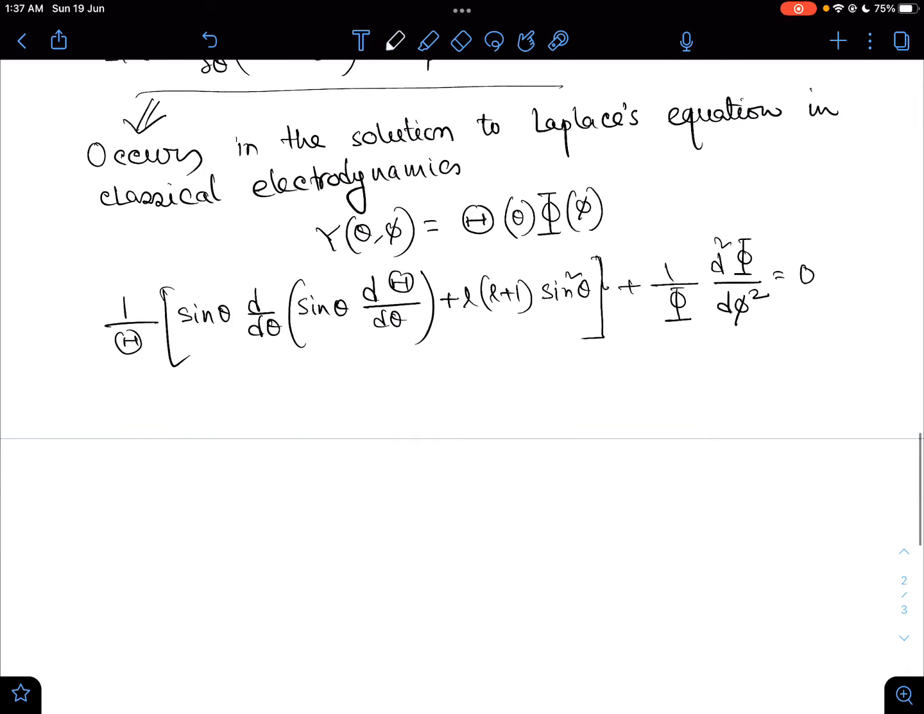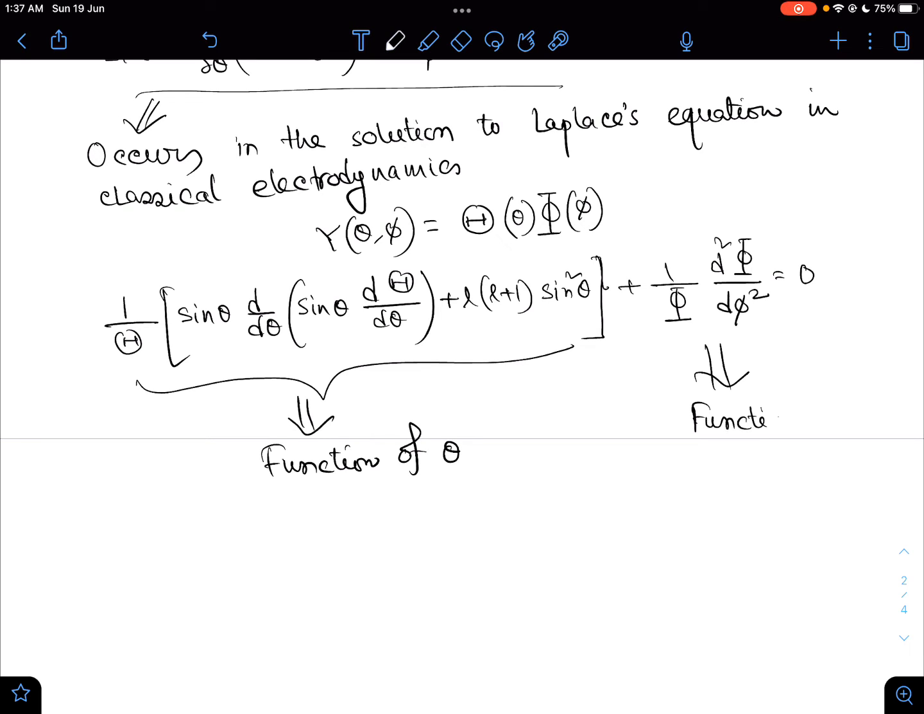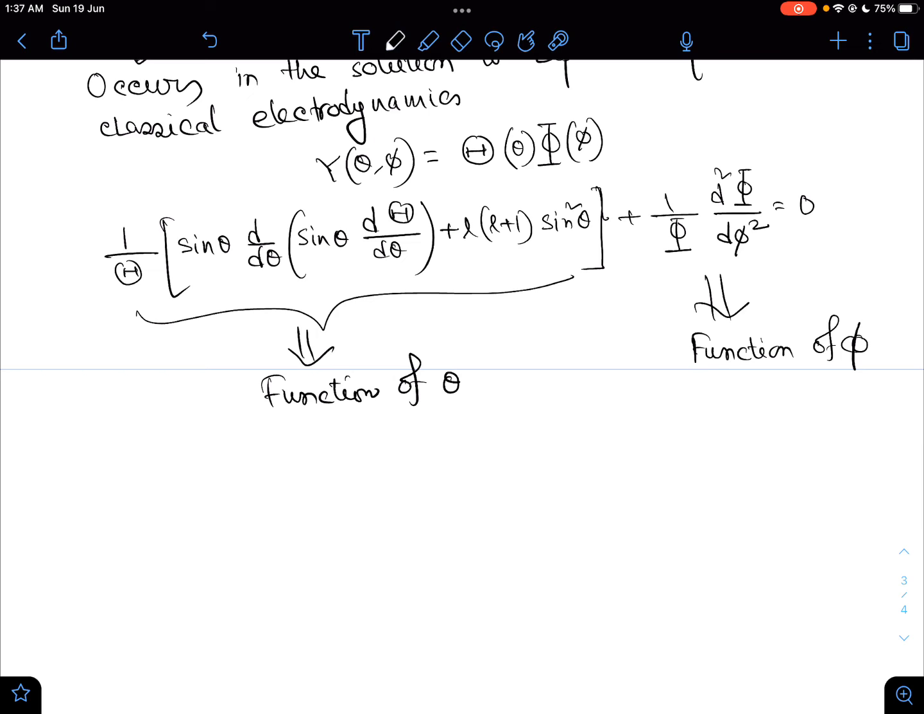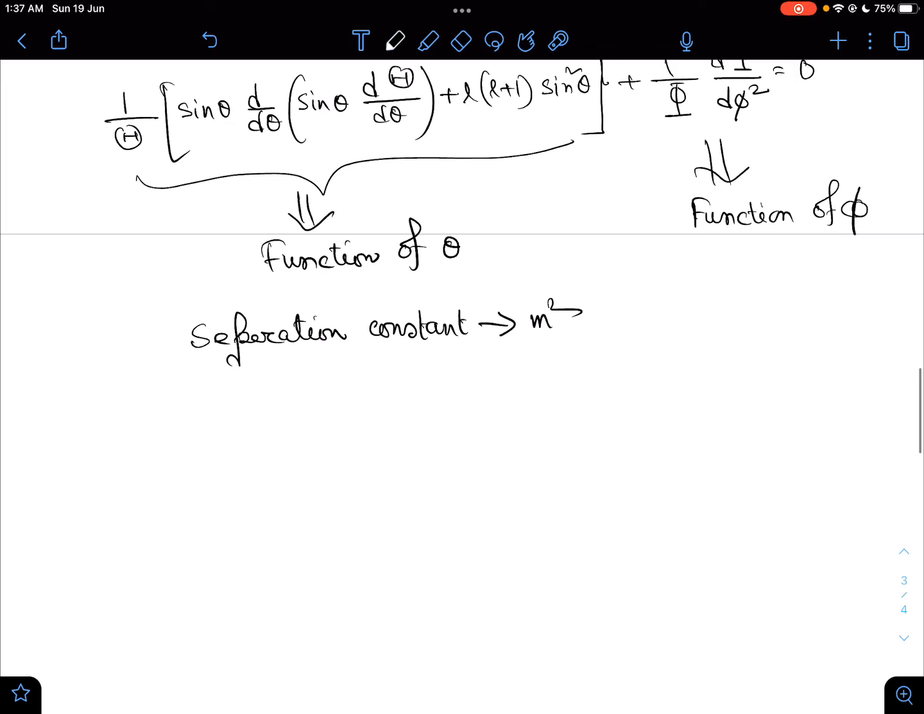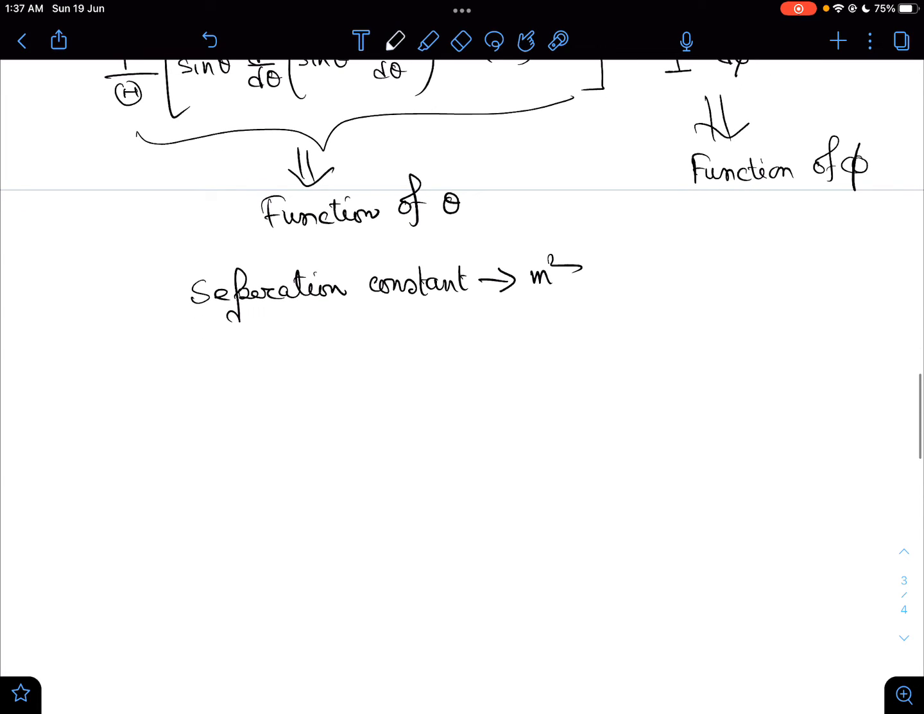If we notice carefully, this is only a function of theta, and this is a function of phi. So by the same logic we provided for the previous case, these two terms also must be equal to a constant. This time, let us denote our separation constant by m square. If m square is a separation constant, then we are left with these two following equations.